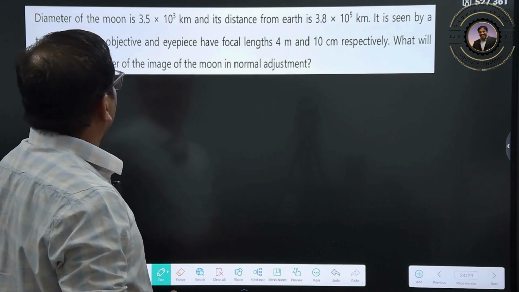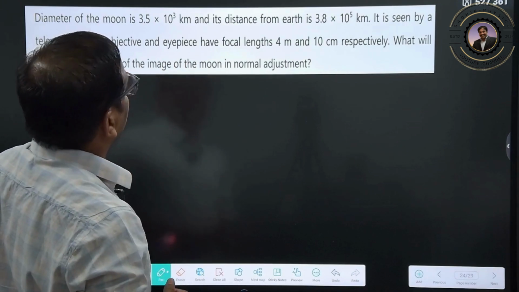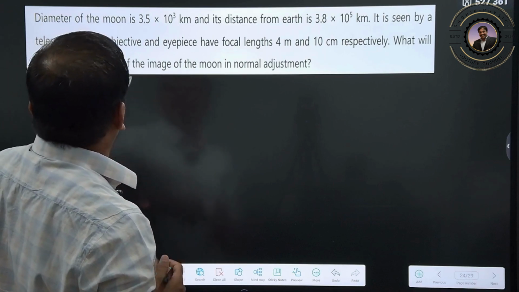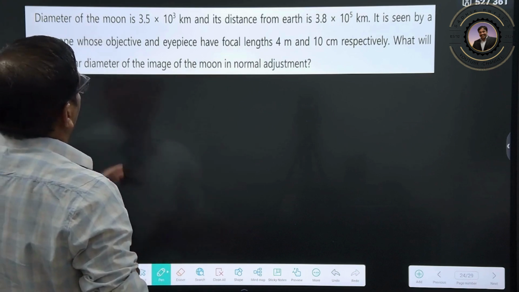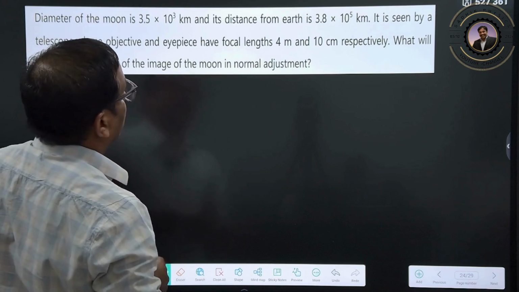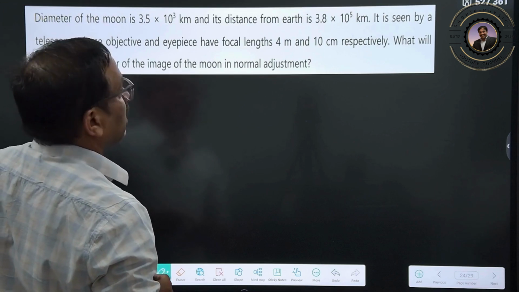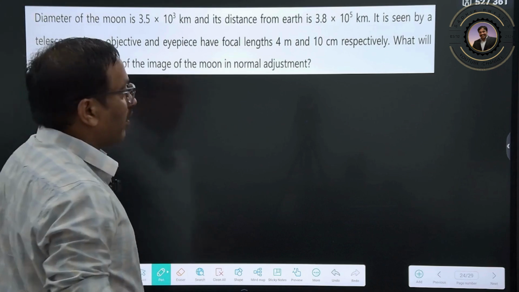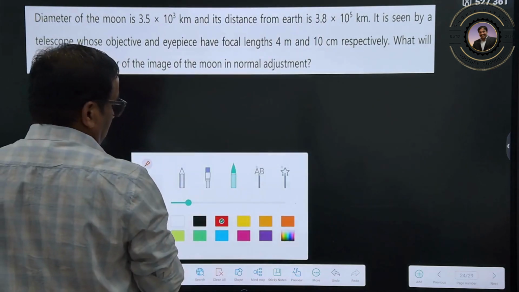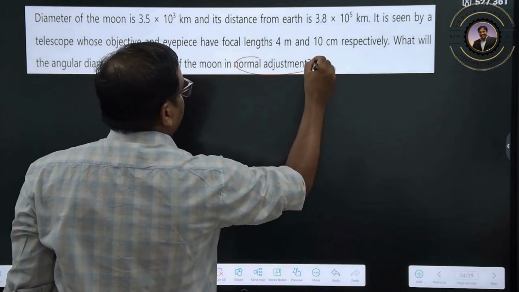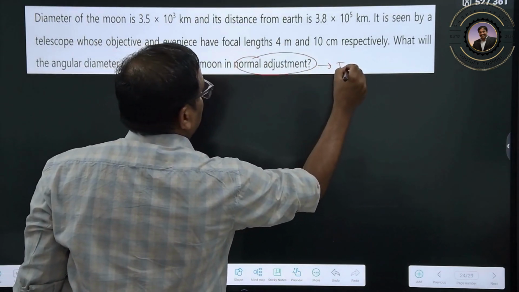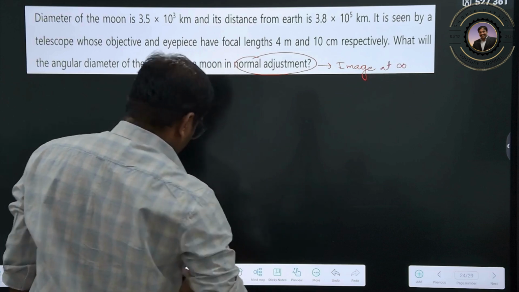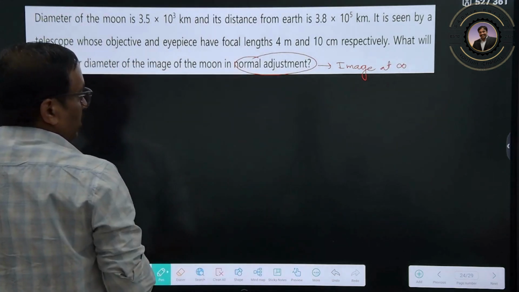The diameter of the moon is given and the distance from the earth is given. It is seen by a telescope with objective and eyepiece focal lengths of 4 meters and 10 centimeters. What will be the angular diameter of the image for normal adjustment? Normal adjustment means the image is at infinity.